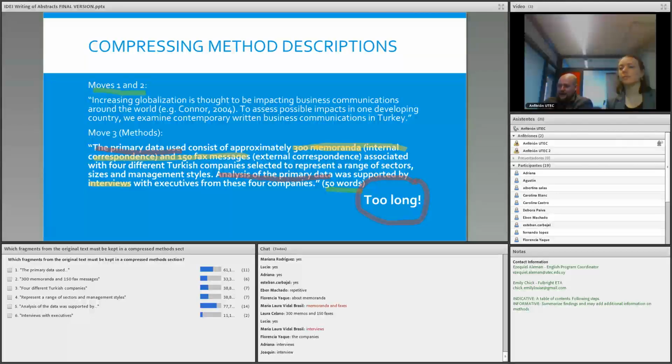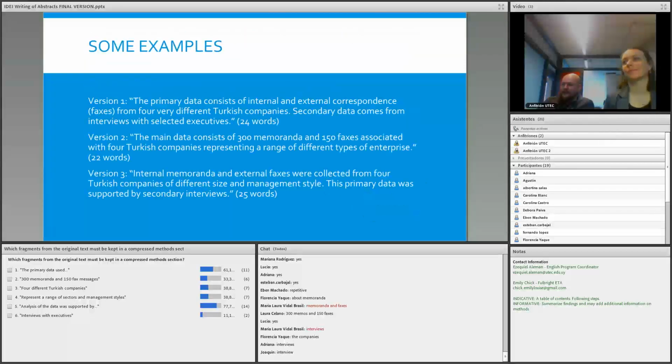So we have very little time left. I was planning to ask you to write a very short abstract, but we don't have much time left. So we're going to show you some examples. Here we have 3 examples of the same method section.